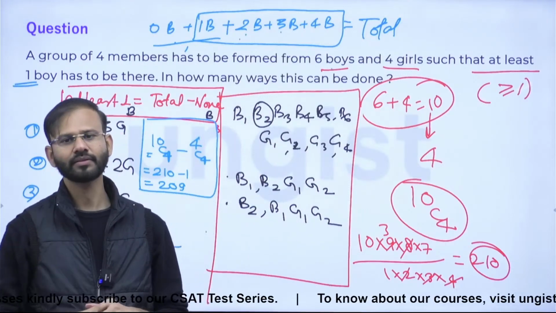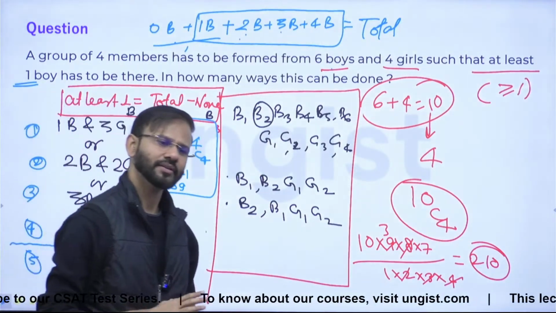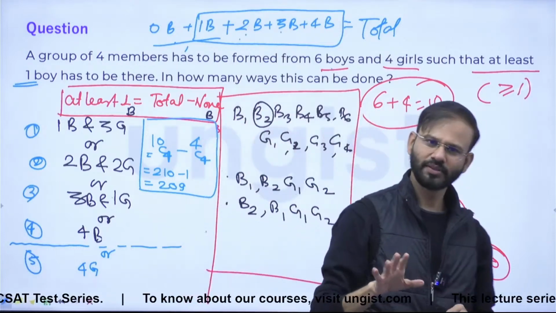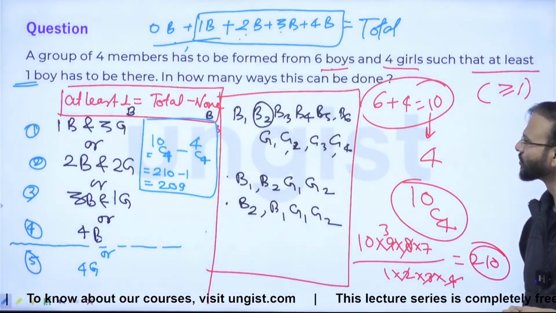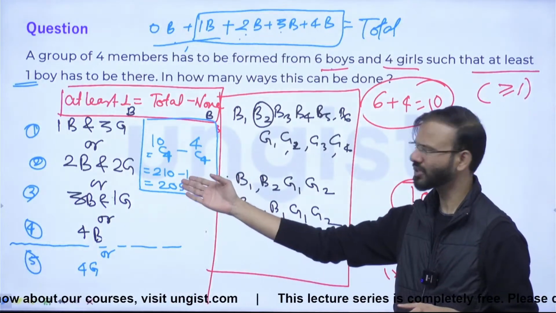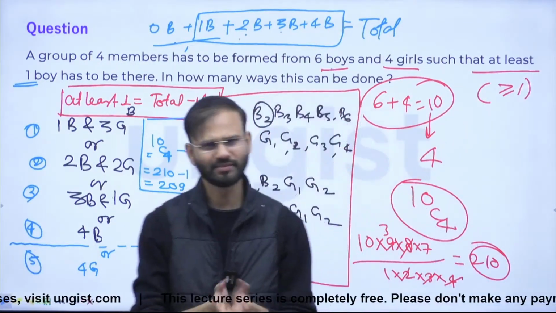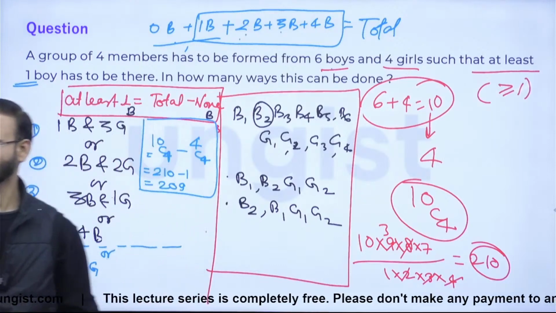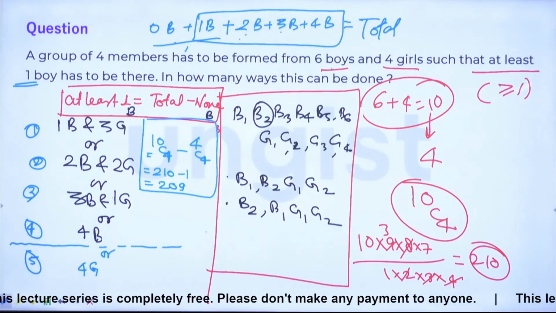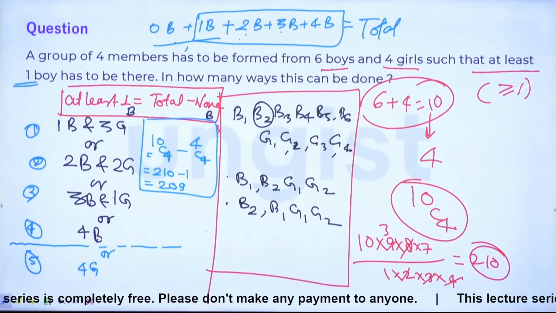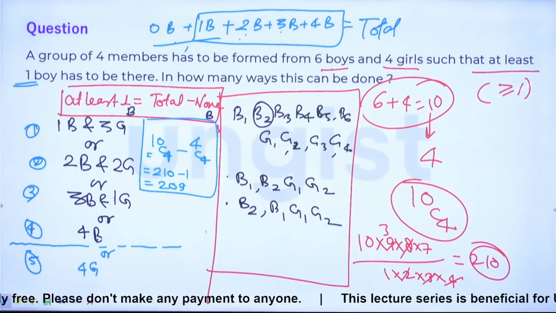Right? Are you getting it? Akram, it's clear now? And for this method, you don't have to solve anything, you just have to think logically. Calculate 10C4, minus 1 is the answer. Yes, all of you, it's clear? Okay, shall we move, guys?